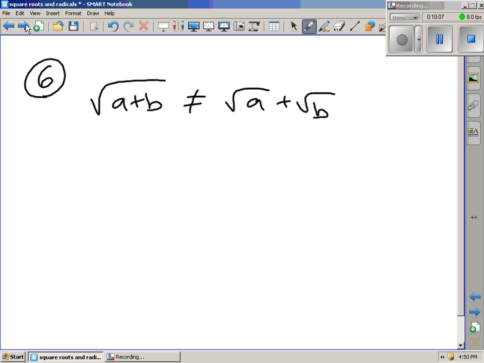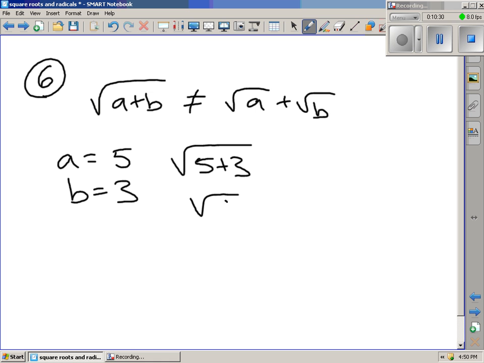So what the book wants us to do is look at some different numbers and examples and prove that it's not going to work for addition. So let's just put some random numbers in here. Let's try 5 for A, and let's make B 3. So under our square root, we're going to put in 5 plus 3. So that's the square root of 8. And we're going to prove that this is not equal to the square root of 5 plus the square root of 3.